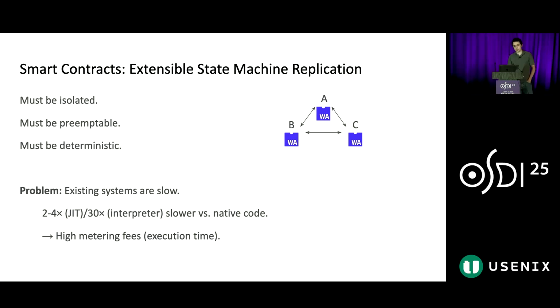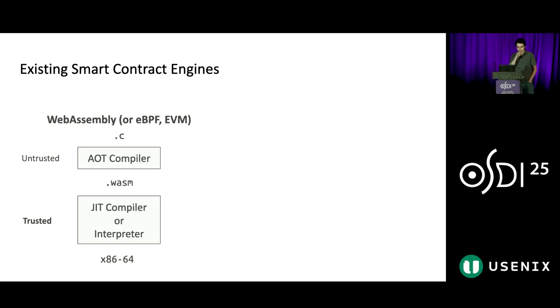Now, existing systems that do this are kind of slow. So you can use a JIT or an interpreter, and there are various overheads compared to running native code. And this can result in high metering fees when you try to run expensive programs in these systems. So let's look a little bit deeper into how these existing systems work.